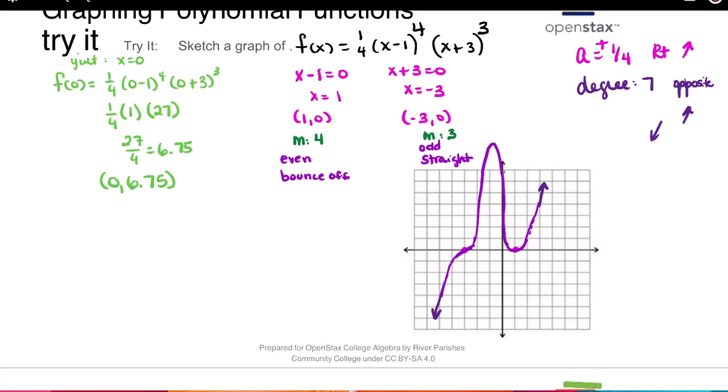All right. So we're going to stop here, and we will pick up with the next slide in part 3.